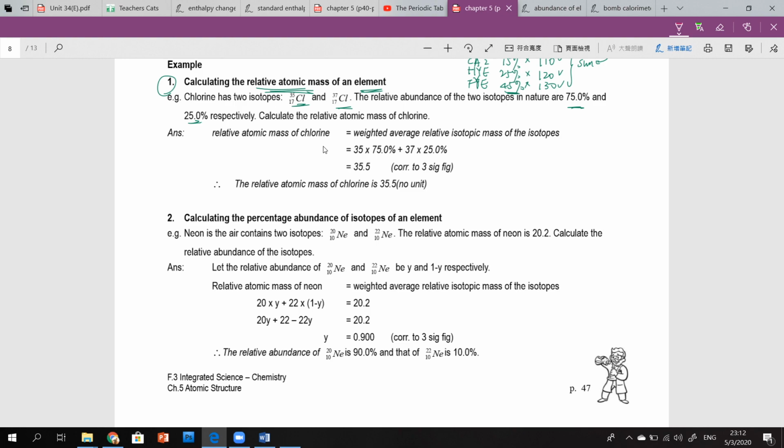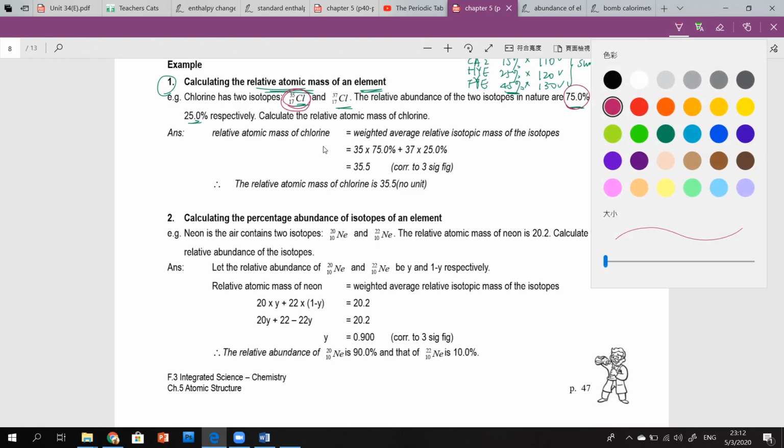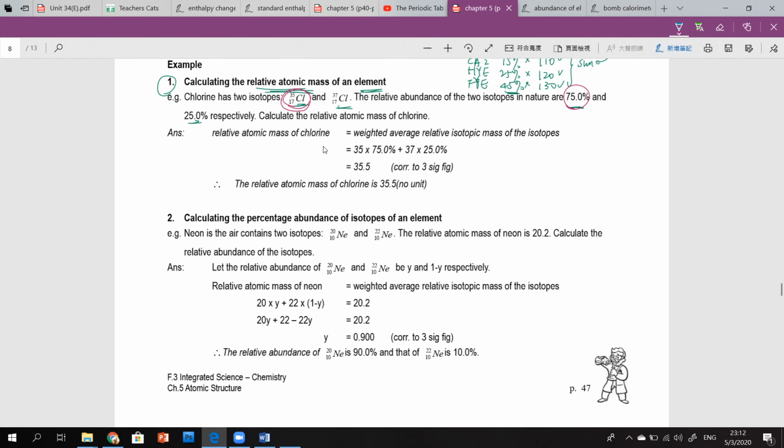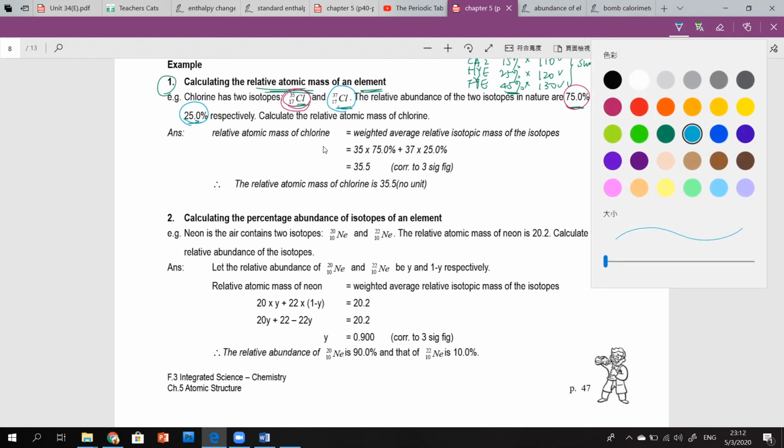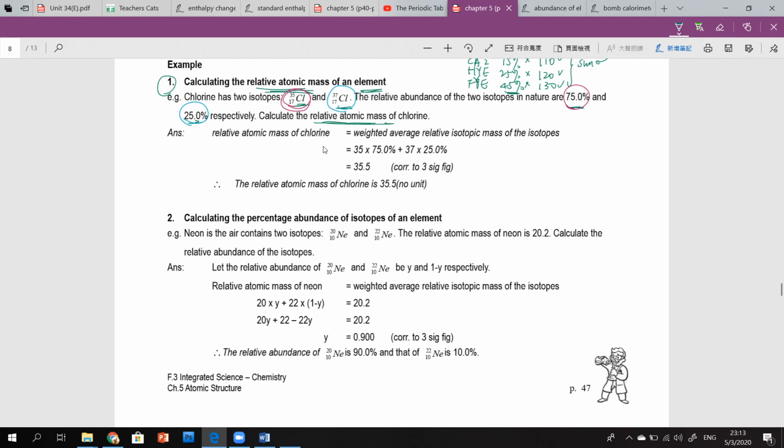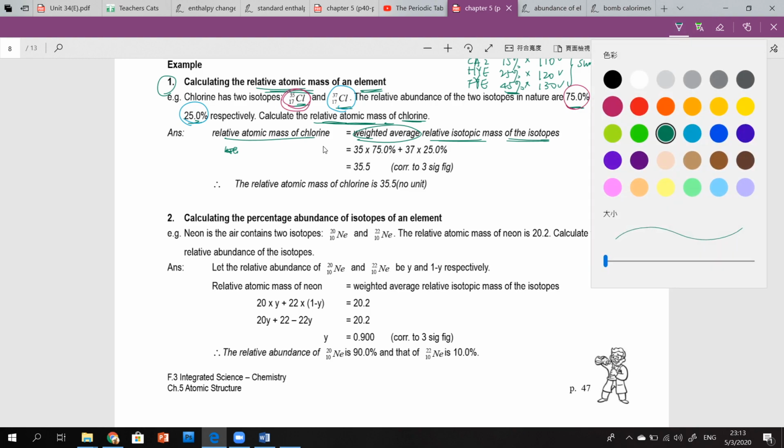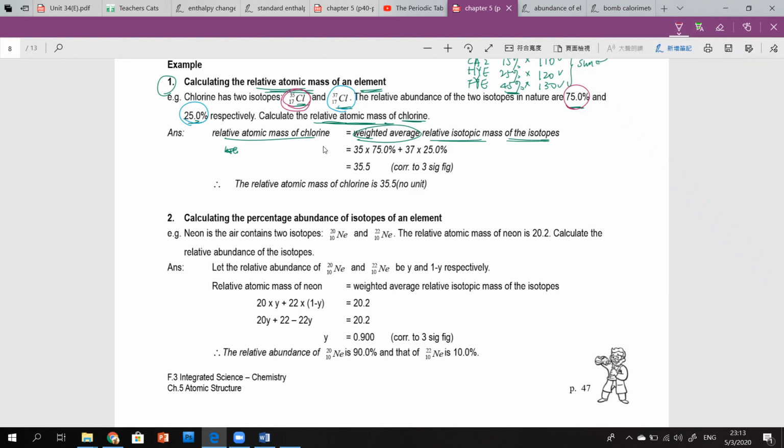For example, chlorine 35, the abundance is 75%. How about the second one? Second one is chlorine 37. We have got 25%. So the task is to calculate the relative atomic mass of chlorine. As said before, it is a weighted average of the relative isotopic masses of the isotopes, which means that you are going to calculate chlorine 35 with the 75%.